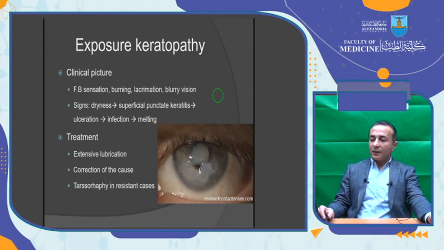The upper eyelid may be taped to the lower eyelid to ensure proper closure, or in some cases you may resort to tarsorrhaphy, which is a sort of suturing the upper eyelid to the lower eyelid. It can be a partial tarsorrhaphy, where you suture part of the upper eyelid to part of the lower eyelid, or maybe a complete tarsorrhaphy where we completely close the upper eyelid to ensure the healing of the ulcer.